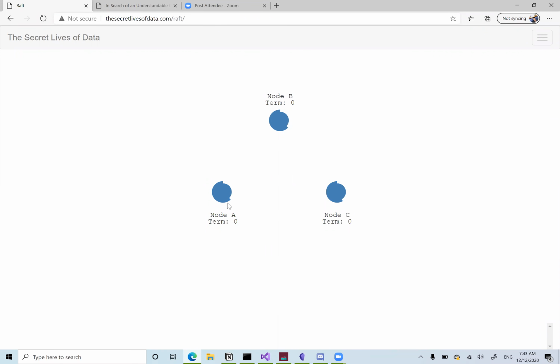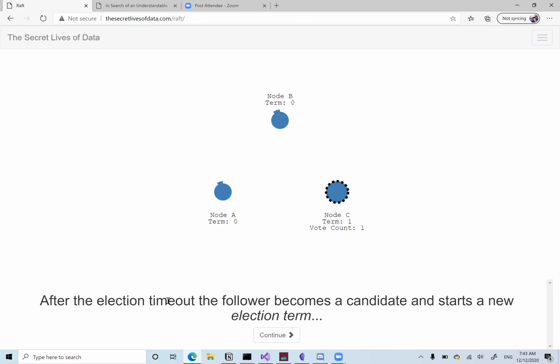So now the election timeout will happen between one of the nodes. So it happened here. After the election timeout, the follower becomes the candidate and starts a new election term. And the term will be an incremental value of what the term was before. So initially all of them had term 0.